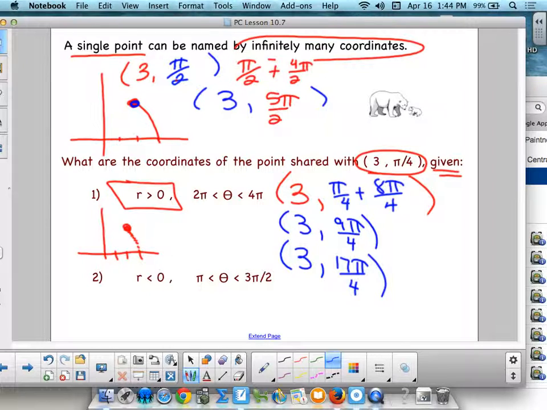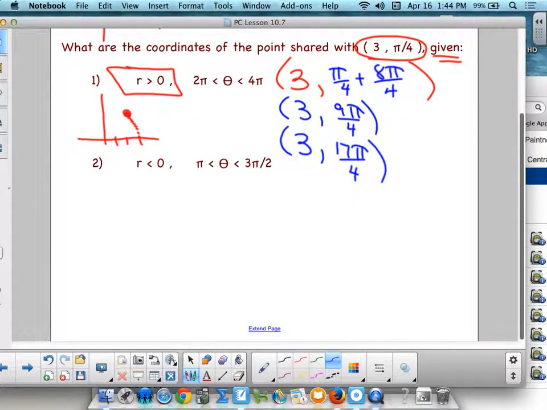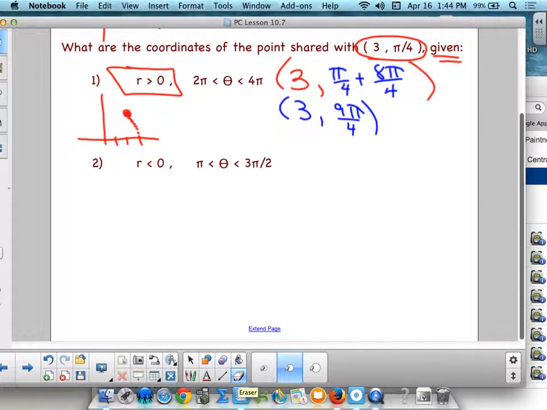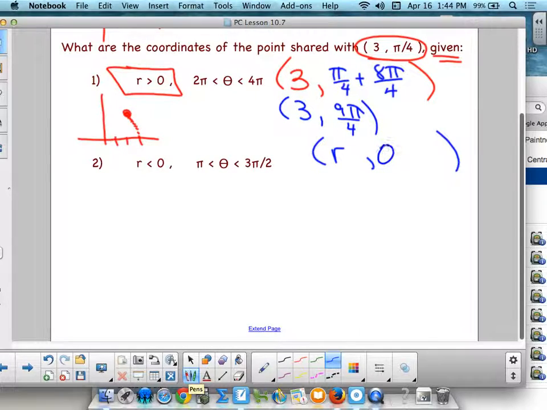Okay, so the rule of thumb. Here's the rule of thumb, just so you know. Hang on, let me get rid of some of these. So if you ever want an answer to this, all you got to do is this. Keep your r the same. If they give you 3, put 3. What would you do to the original angle? Just add 2 pi. That's all you have to do.